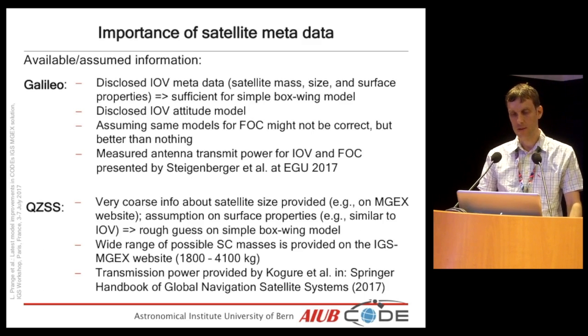So for example, for Galileo, we could use the disclosed IOV metadata to build a very simple box wing model. We can use the disclosed attitude model. We could assume the same properties for FOC satellites, but we know that it's not true. So the question is, shall we do it or not?